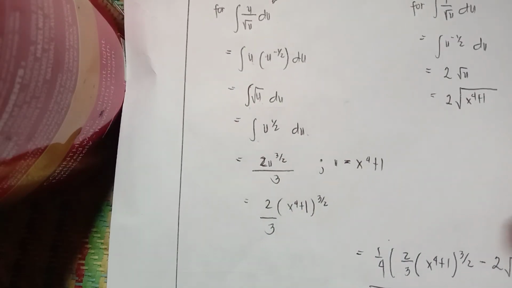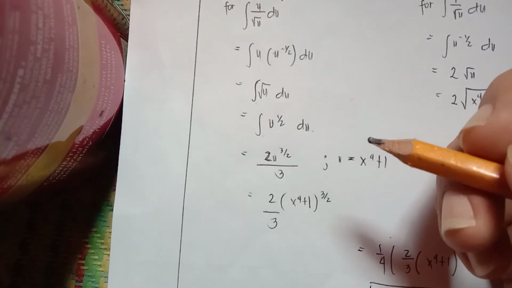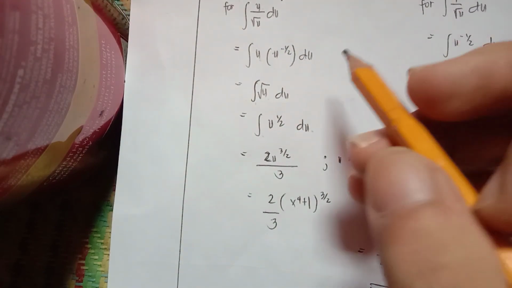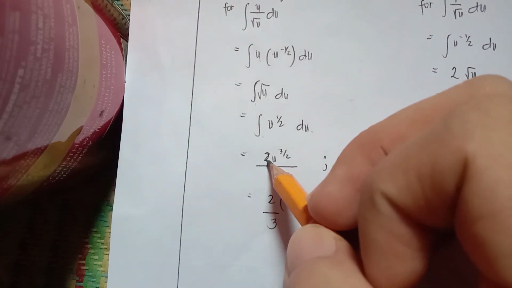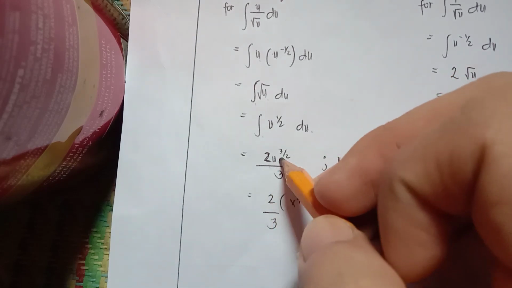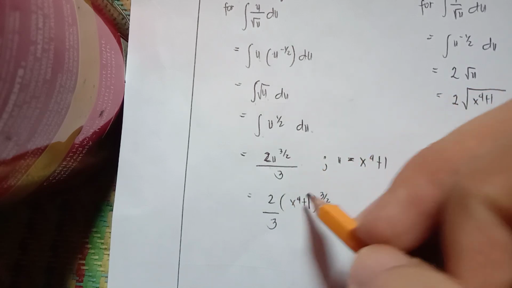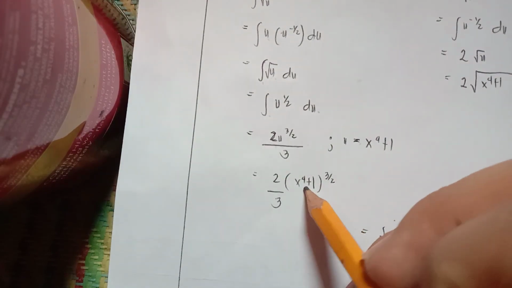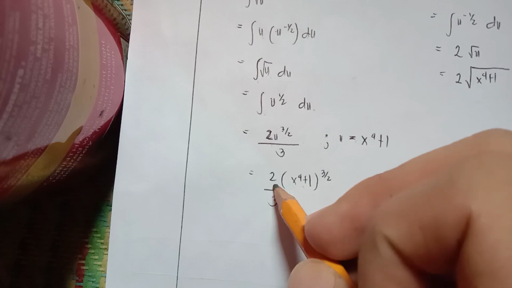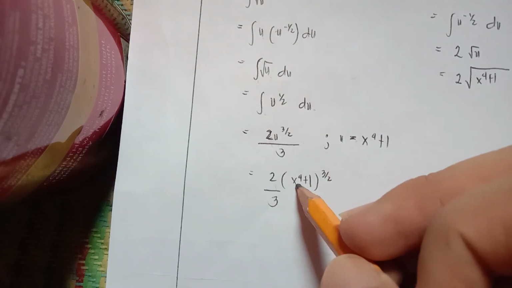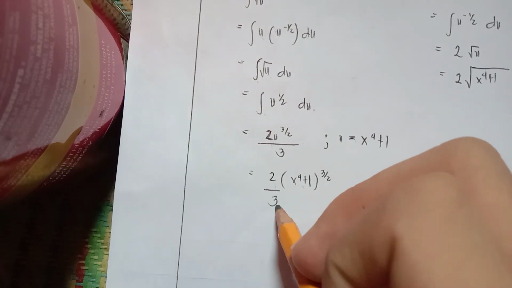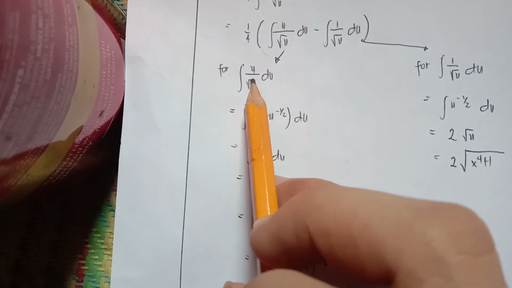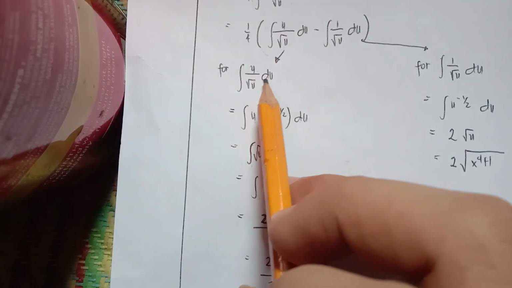Then, substitute na natin yung u natin. Magiging 2u raised to 3/2 over 3. Substitute natin yung u. Magiging 2 yung u natin, x to the fourth power plus 1 raised to 3/2 over 3. So, yan na yung for the integral of u over square root of u du.